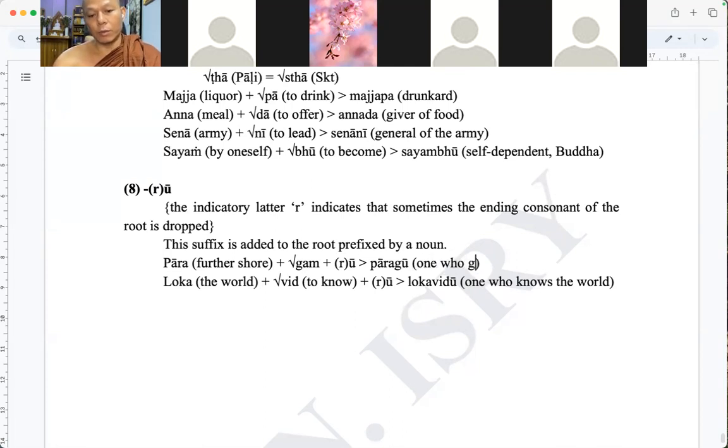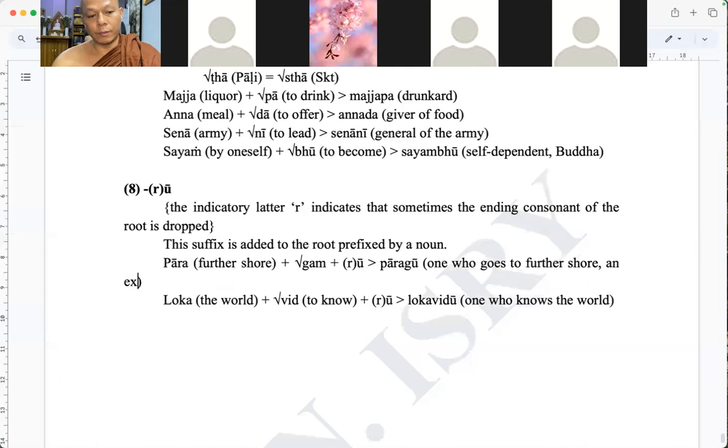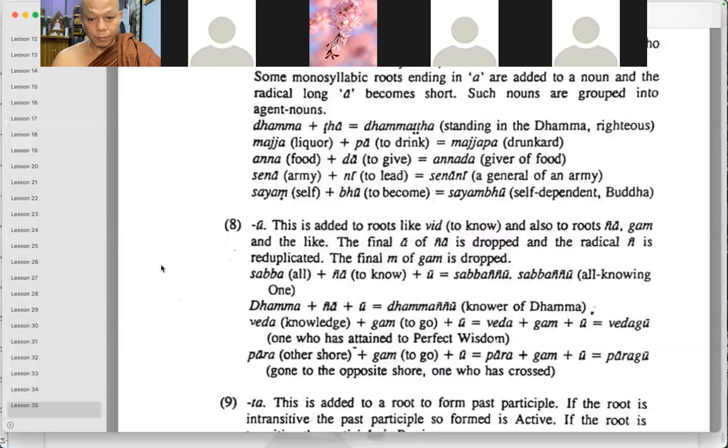So bara gu means literally one who goes to the father show. And also, on the other hand, one who, how to say, one who has landed completely, maybe. So baraku, how to say it. So literally gone to the opposite shore, the one who has crossed. That is the very literal meaning.